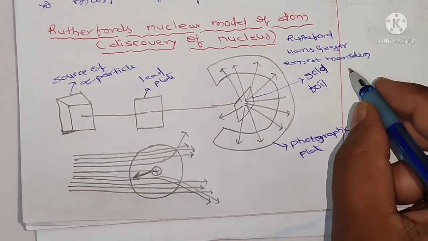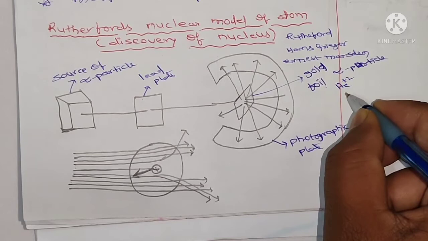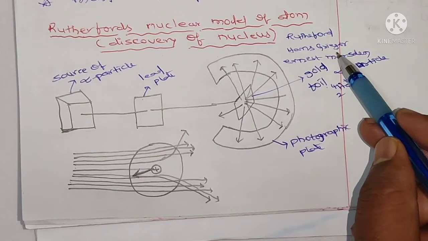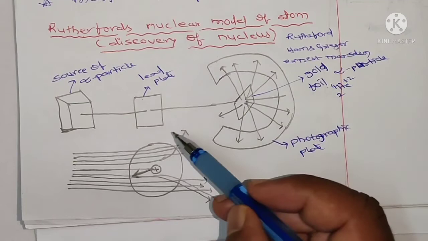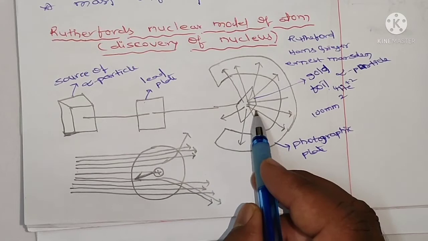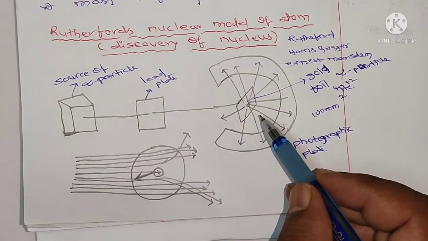Already I told you that the alpha particle is nothing but helium 2+, with mass number 4. Alpha particles have positive charge. Rutherford, Hans Geiger and Ernest Marsden discovered the nucleus by an alpha particle scattering experiment on a very thin gold foil. When alpha particles pass through the gold foil, he observed that most of the alpha particles are undeflected and a few alpha particles were deflected by a small angle.